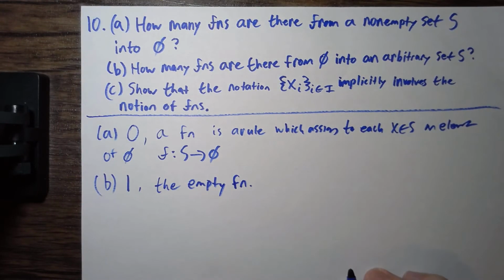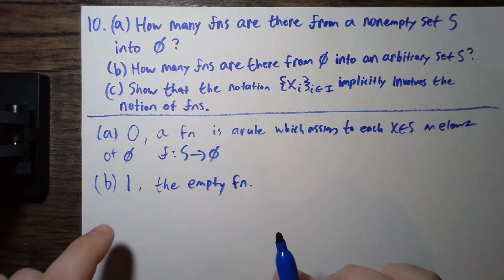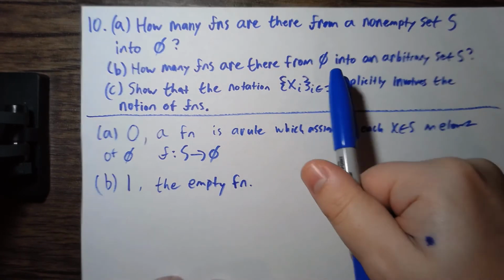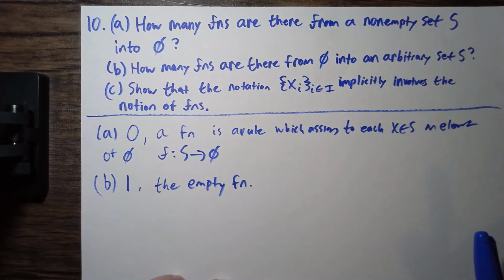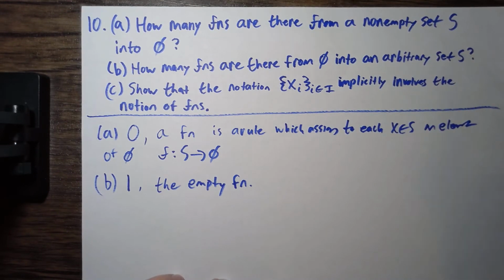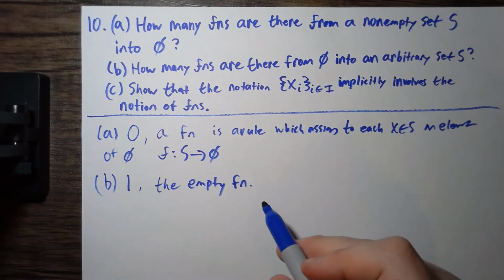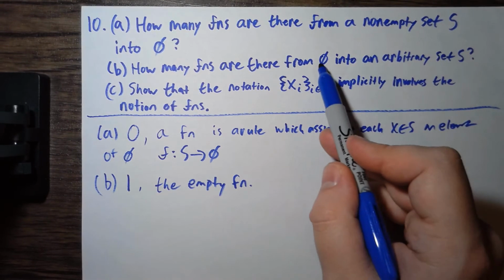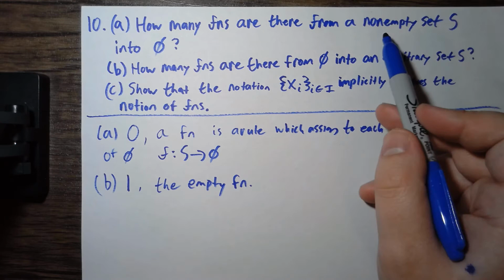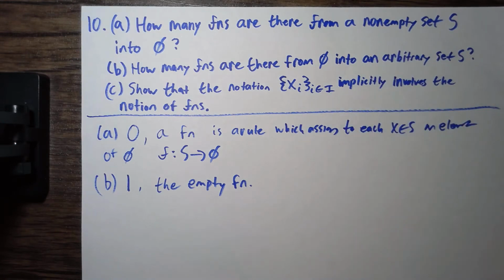And the idea of the empty function is, we need to assign every element of the empty set an element of an arbitrary set S. Well, there's only one way to do that, and because there's no element in here, you just don't assign anything to anything, and that's the function. And notice this is why we need non-empty in part A, because the empty set to itself, there is the empty function there.